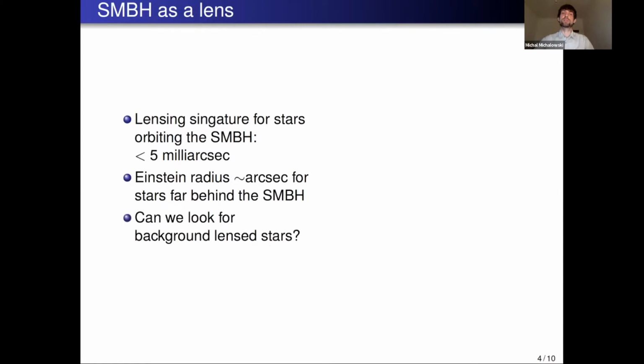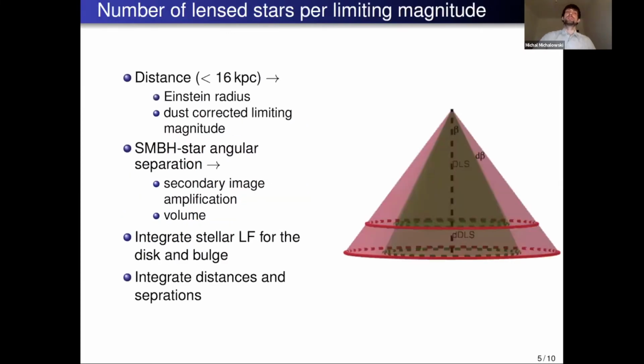So basically my question here, which I want to answer, is: can we look for these background stars with the upcoming and current facilities? So what we did is basically to calculate how many of these stars we expect for a given setup, telescope and instrumentation. So we considered a range of distances from us to these stars.